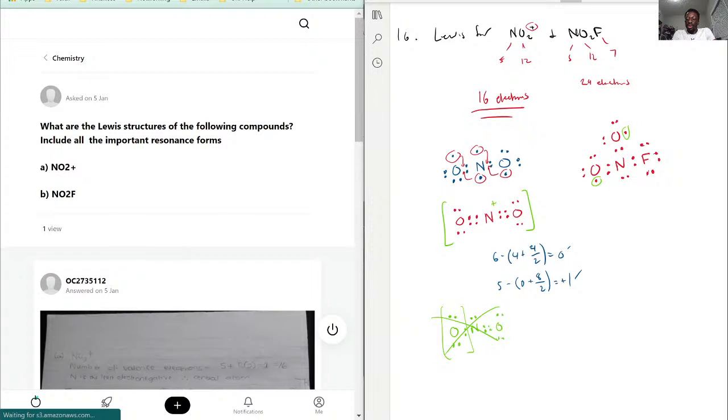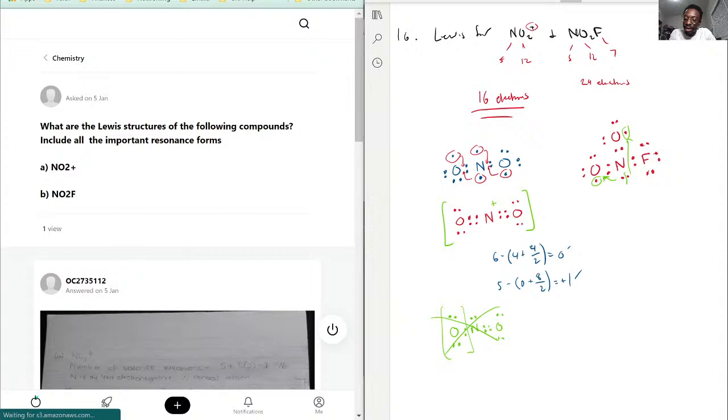So we have to figure out a way to take care of this. Nitrogen is already full, so that one wouldn't work. But what we could do is kind of split this and just give an electron to the oxygen. If we made this one into a bond here, so these ones bonded together, and we just gave this electron to this oxygen, we could fit our octet rule for everything here.